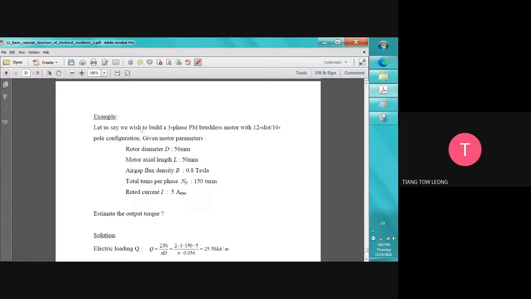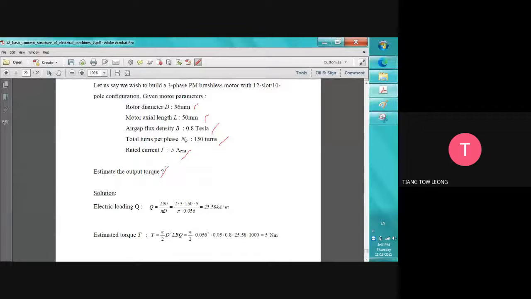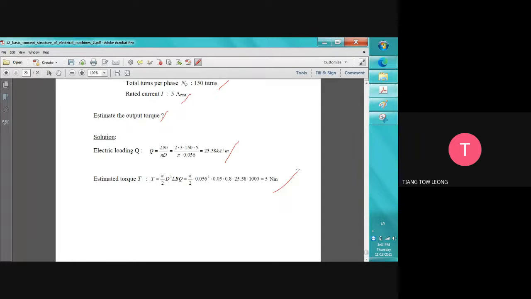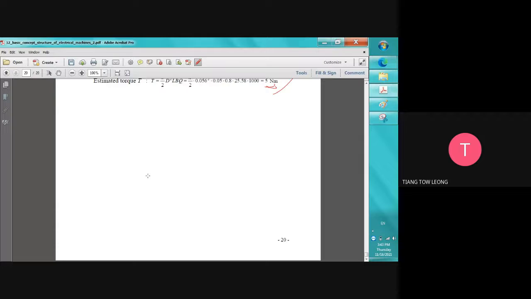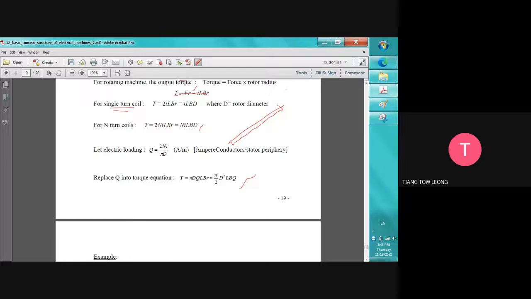Example: let's say we wish to build a 3-phase PM brushless motor with a 12-slot 10-pole configuration. Given diameter is 56, motor axial length 50, 0.8 Tesla, 150 turns, and rated current 5. What is the output torque? Output torque is actually the power of the PM motor. Solution: we need to find the electrical loading, then estimate the torque. After that we find that with this specification, the torque is about 5 Newton meter. Okay, I think we finished this one.